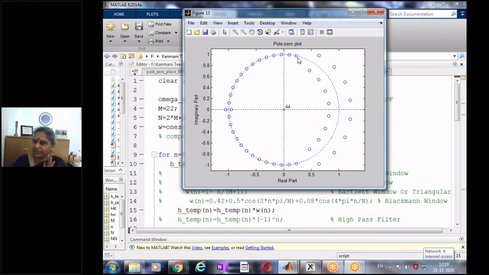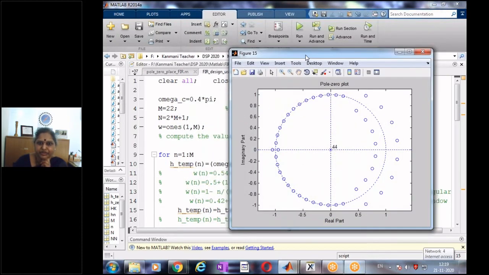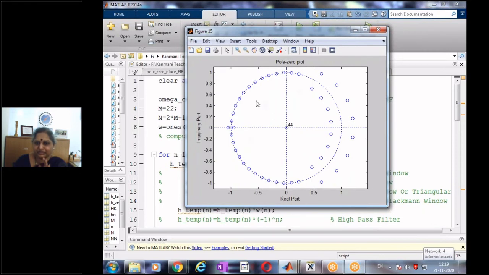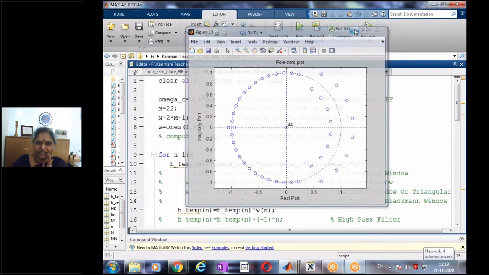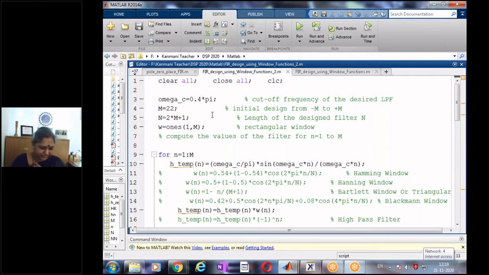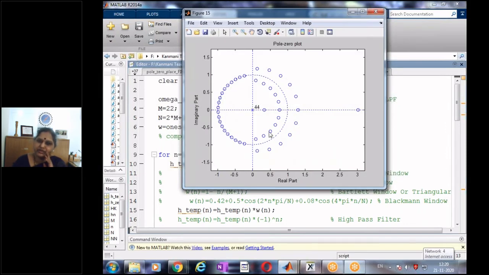See what has happened now. By looking at the figure, I can tell that my cutoff frequency has increased, and hence this is my 0.5 pi. So this is my 0.4 pi. So this is my pole zero plot. Let me increase it further. My low pass filter of, say, 0.5 pi. So I have my cutoff larger than pi by 2, and let us see what happens to the pole zero plot.